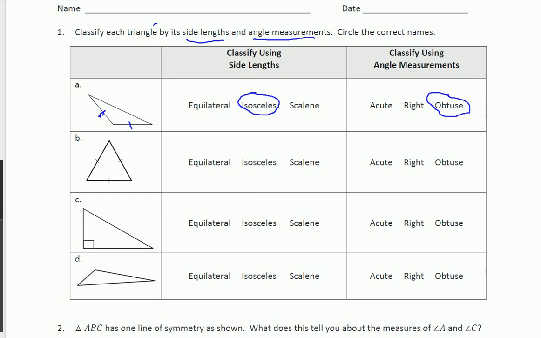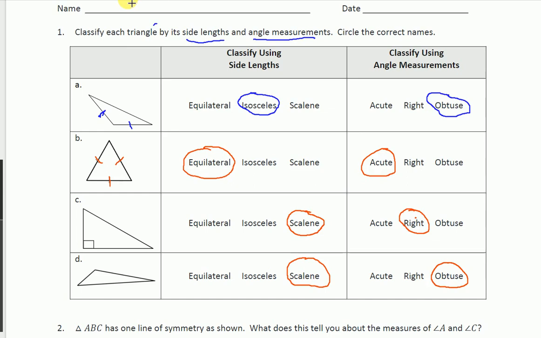On the next one, why don't I go ahead and pause it and you give them a whirl. Alrighty, how'd you do? Well, on B, all three sides are the same, and that's where you get that kind of looks like a word equal in there. So they're all the same, so that one is an equilateral triangle. And here's a little fun fact. Equilateral triangles are always acute. Why? Because all three angles are 60-degree angles. All three of them are 60-degree angles.